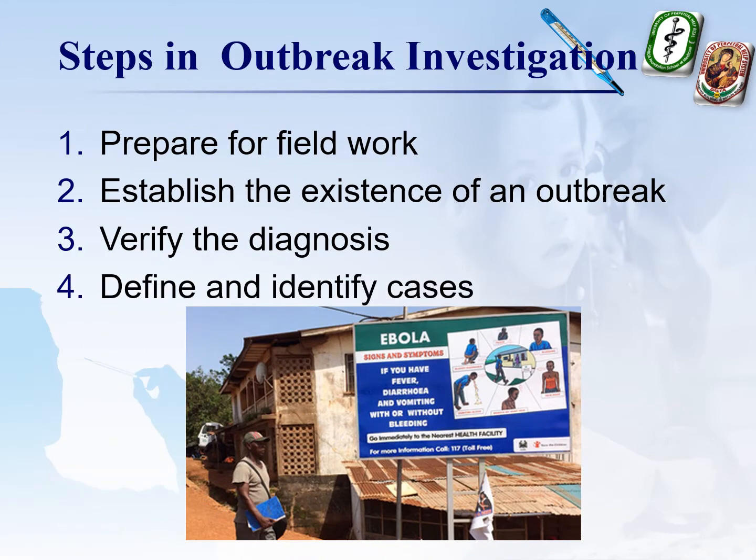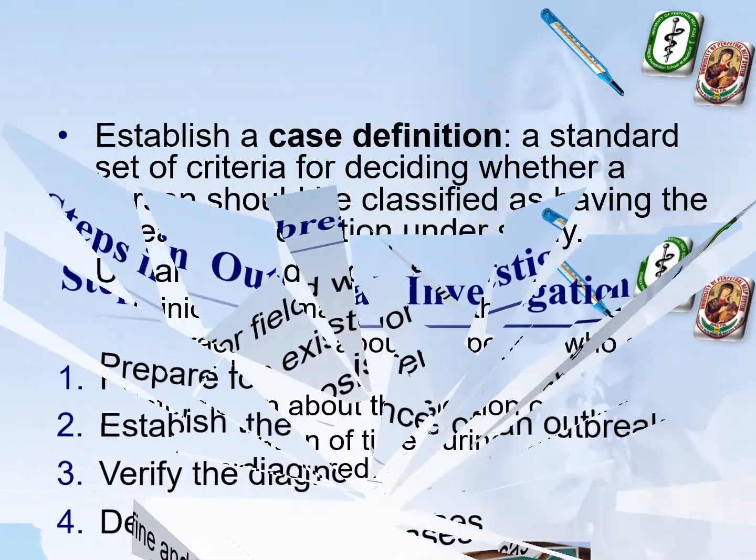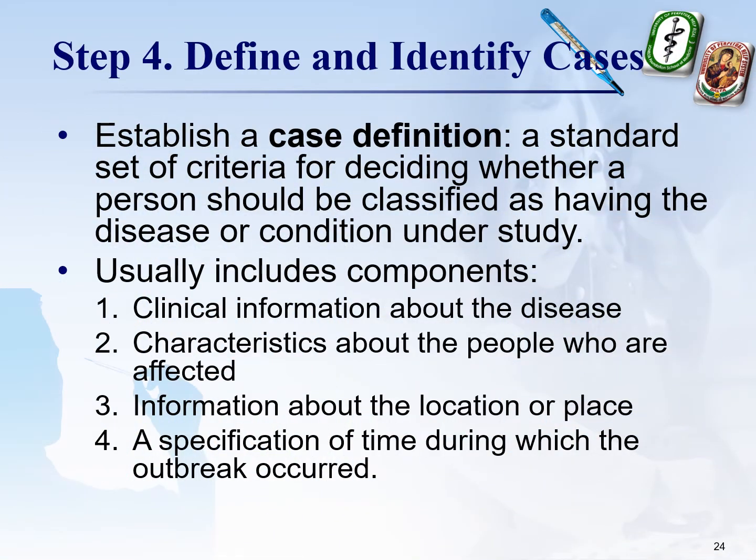Then we define and identify cases. Establish a case definition. It's a standard set of criteria for deciding whether a person should be classified as having the disease or condition under study. It usually includes components such as clinical information, characteristics of the people who are affected, information about the location and place, and a specification of time during which the outbreak occurred.